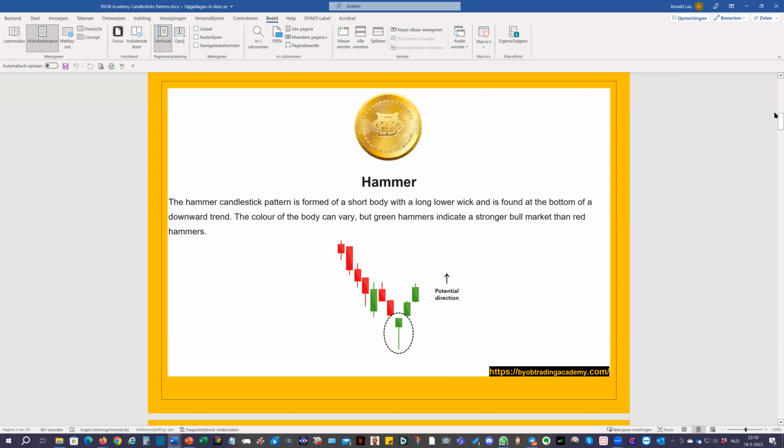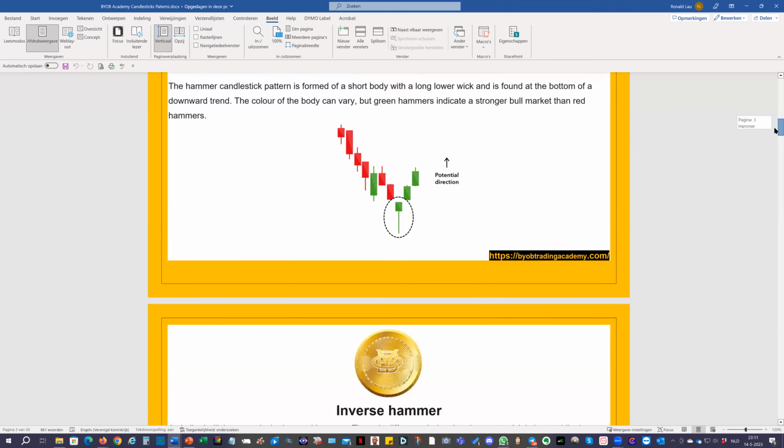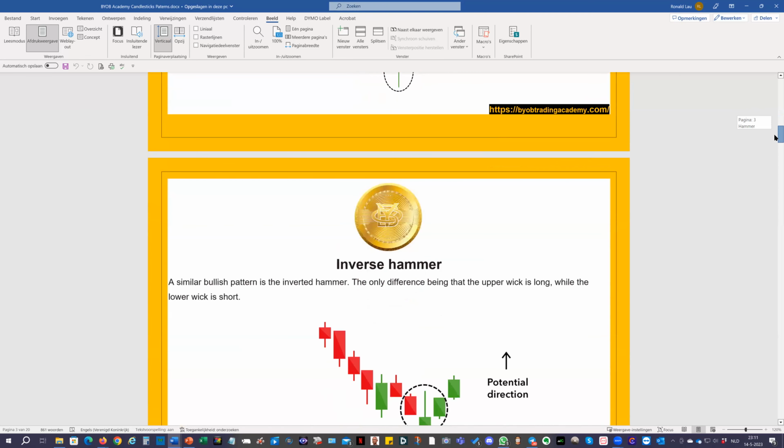So the hammer pattern is actually formed when we're expecting to see a bullish trend. Yes, we see the color of the body, it can vary. And when you see green hammers, you can see that circle around that green hammer at the bottom. It indicates a strong bull market where price is moving up, and it's usually stronger than when you see a red hammer. So be mindful. Yes, it has a short body with a long lower wick. That is how you recognize it.